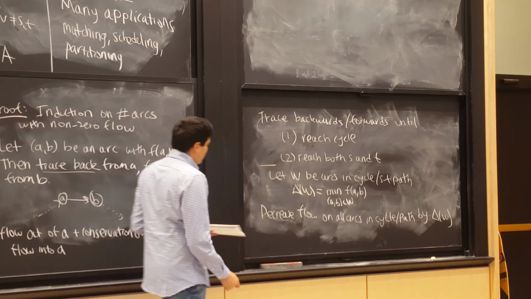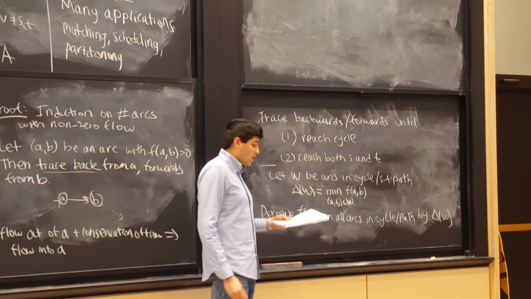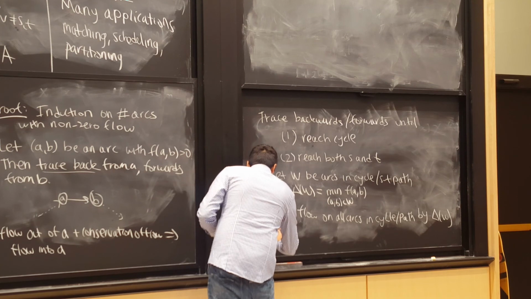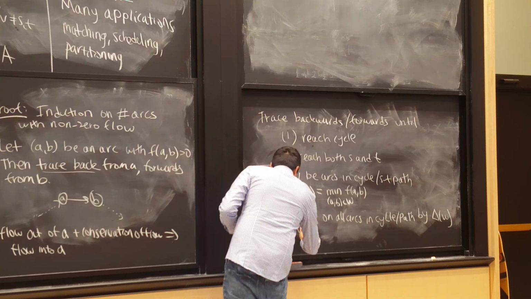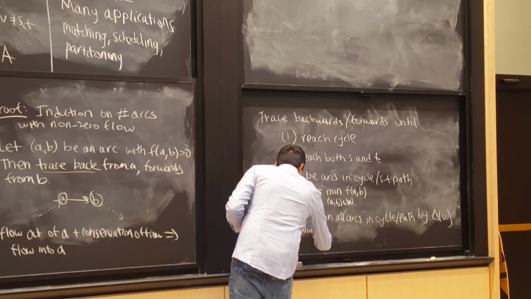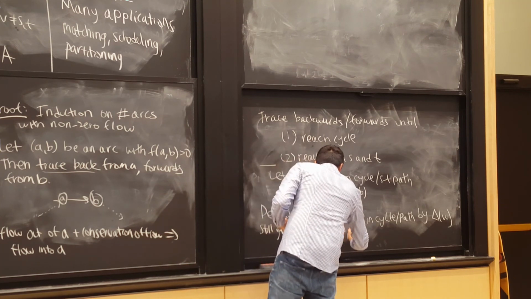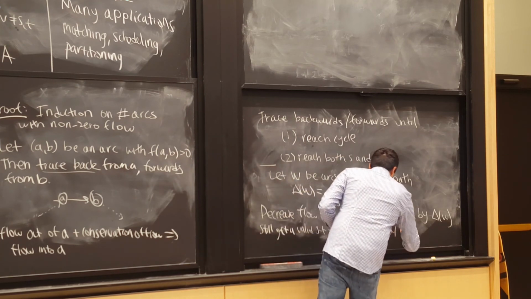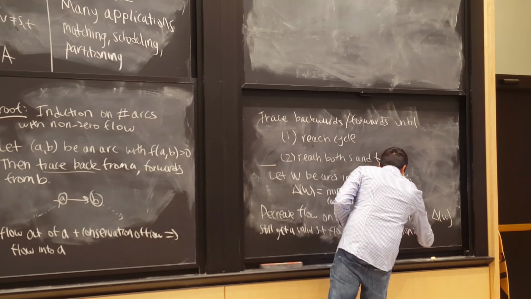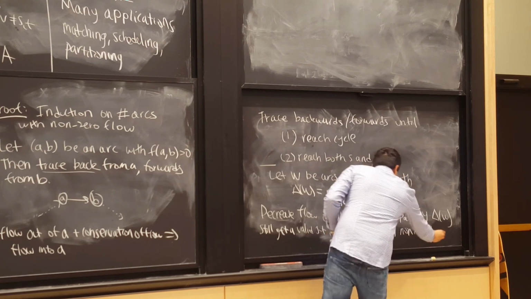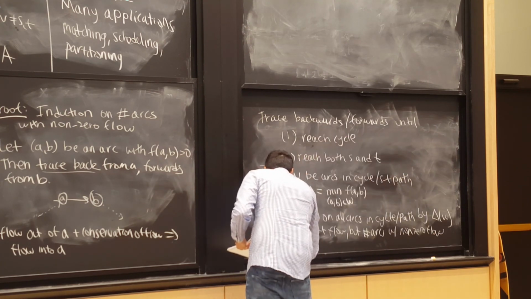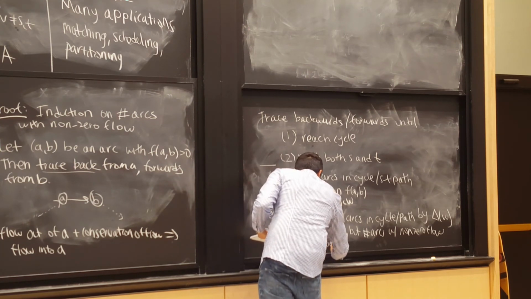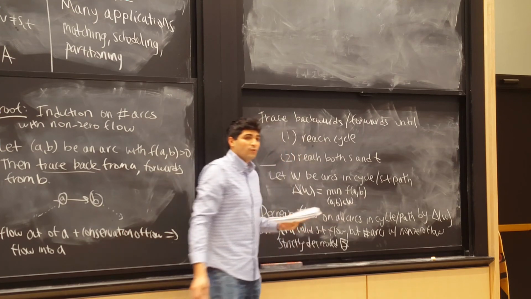Now the important thing is that really one more arc does become tight. So that's the entire point: we still get a valid ST flow, but the number of arcs with non-zero flow has strictly decreased. And that finishes our proof, right?